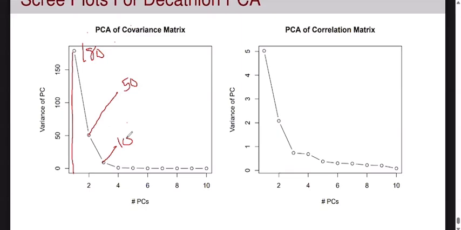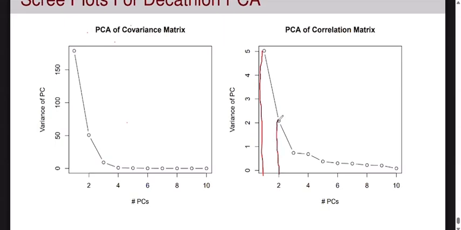Can you see that? Now, when you take a look at the correlation one, okay, 1 explains this much, 2 explains that, and 3 explains that.